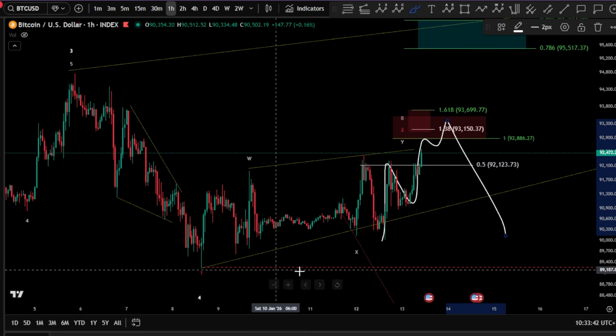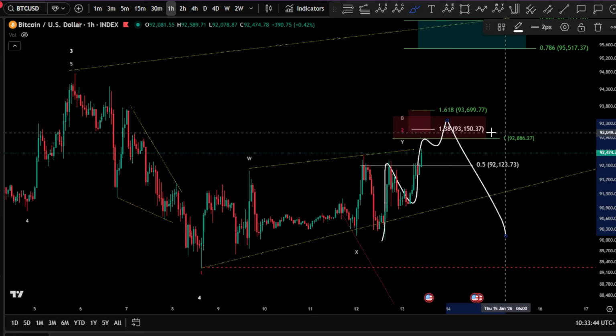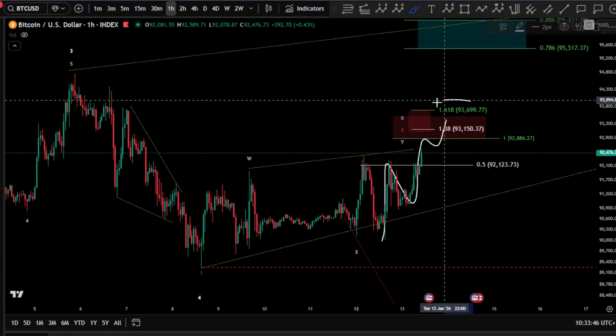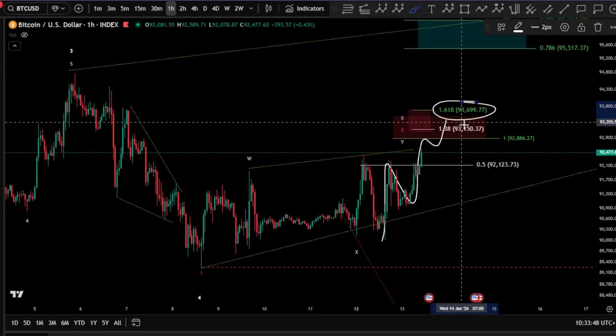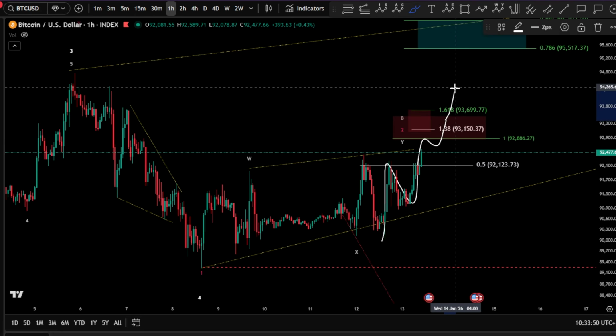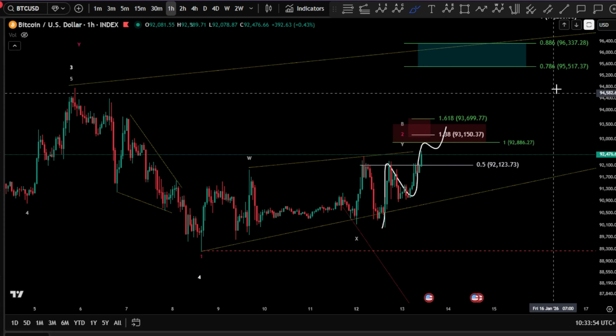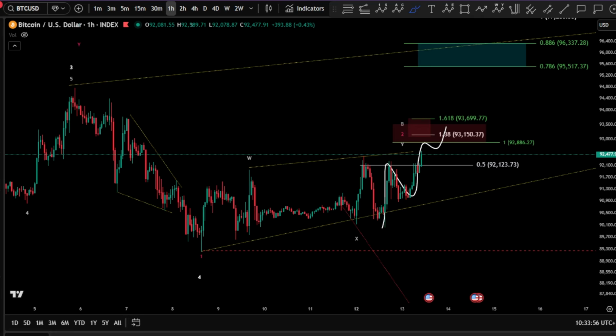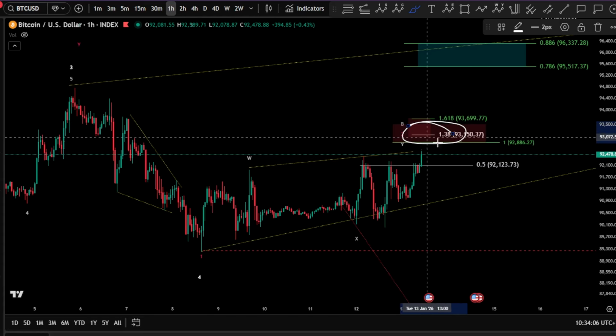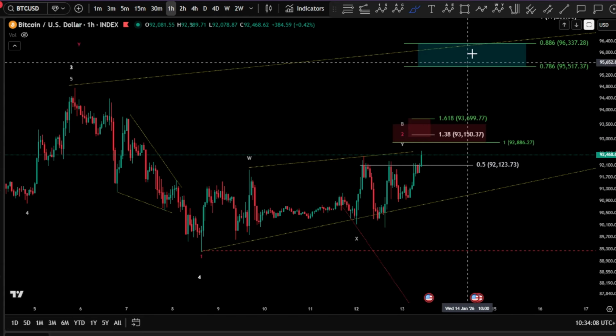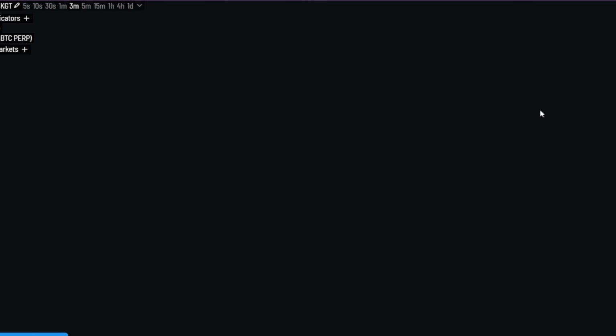we are looking for new lows for Bitcoin. But if we pass above the 93K here, 700, that is a signal that we might push for the next blue box, 96K, 95K, 500. So these are the key levels today. My target is around this area, and I would like to see what's going to happen.